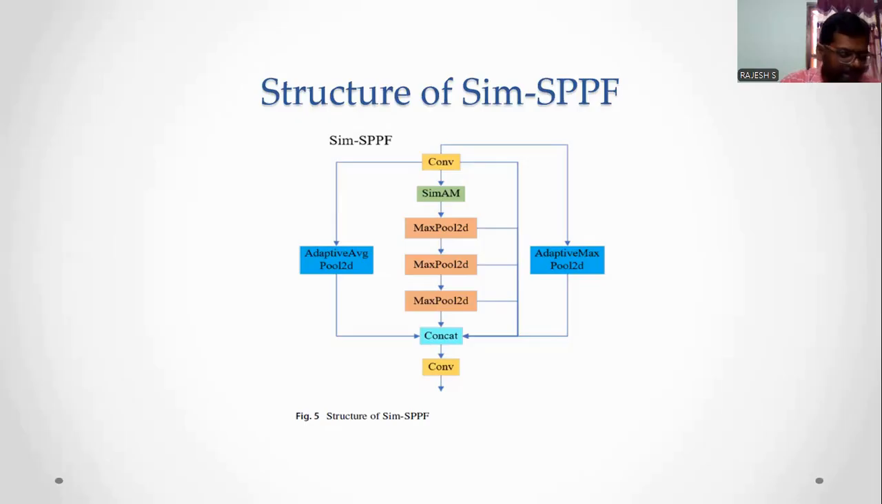Now coming to concat. It puts all features together in one place. It takes the output of max pool, the output of adaptive average pool, and the output of adaptive max pool, and combines them to get a single output. So this structure combines all the features together in one place.